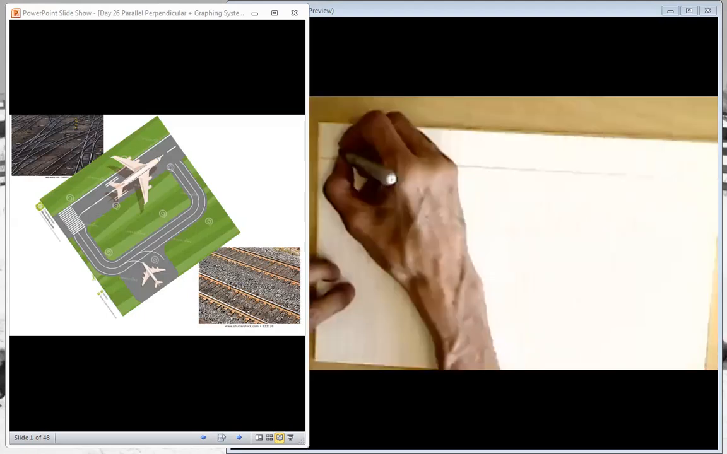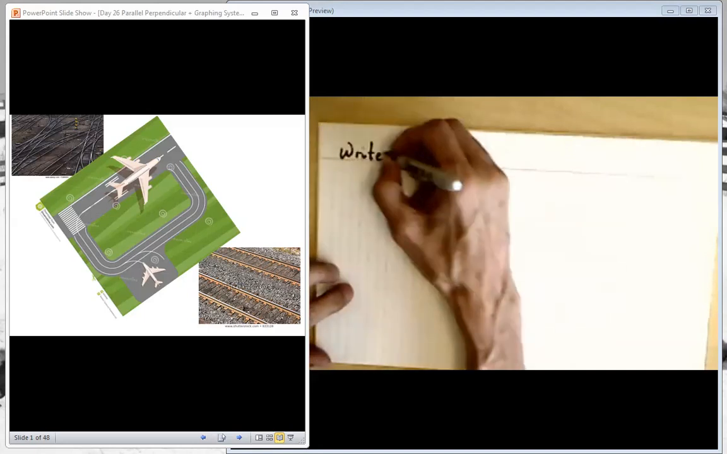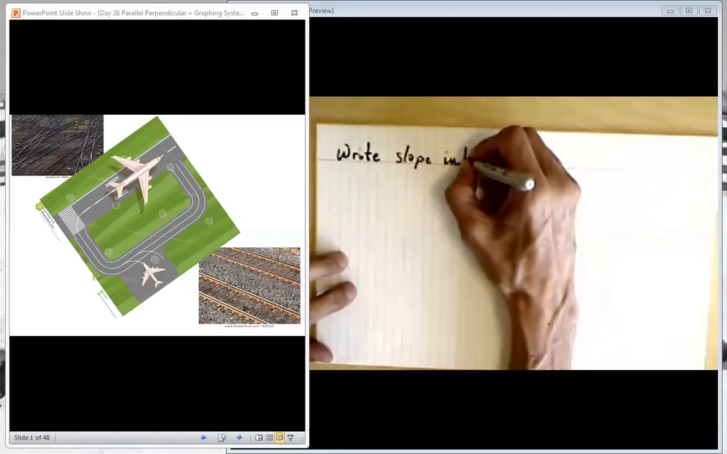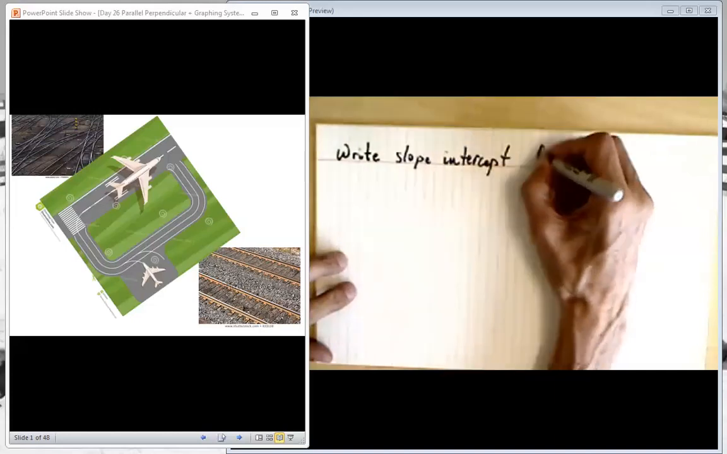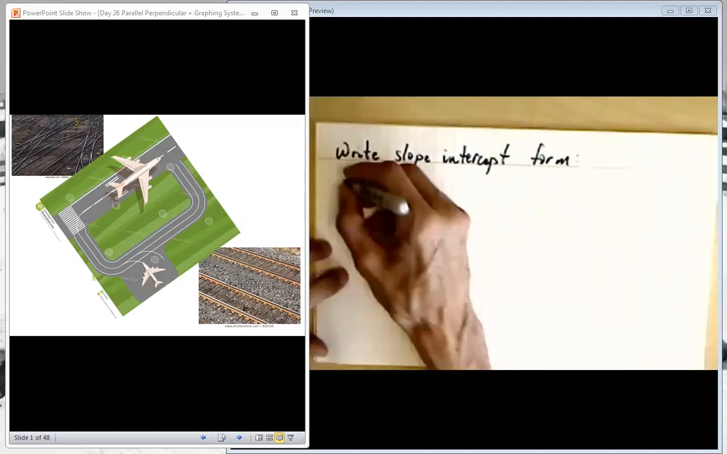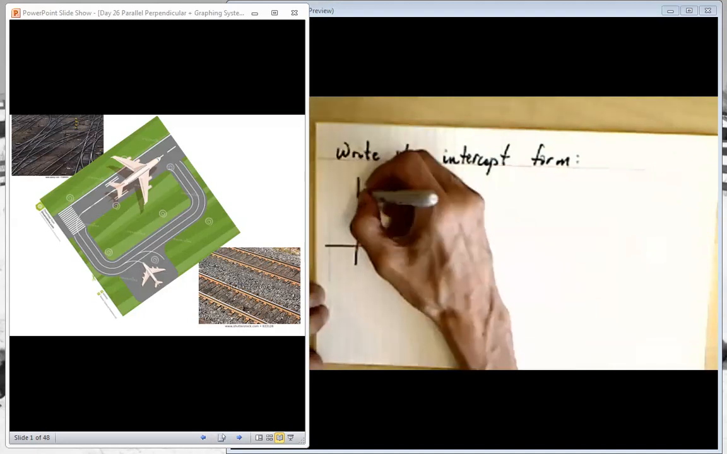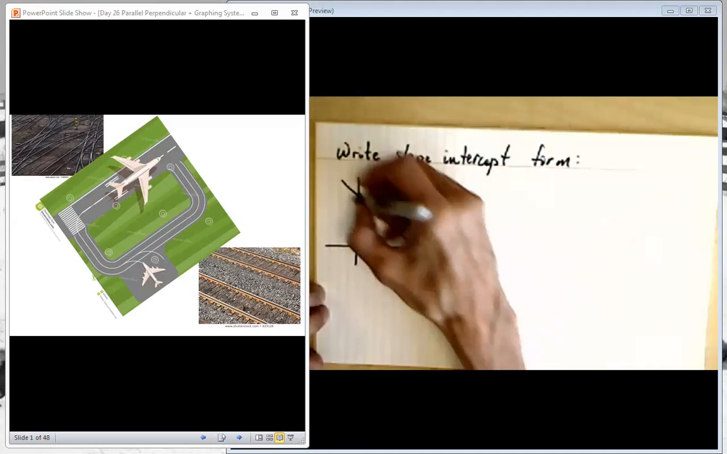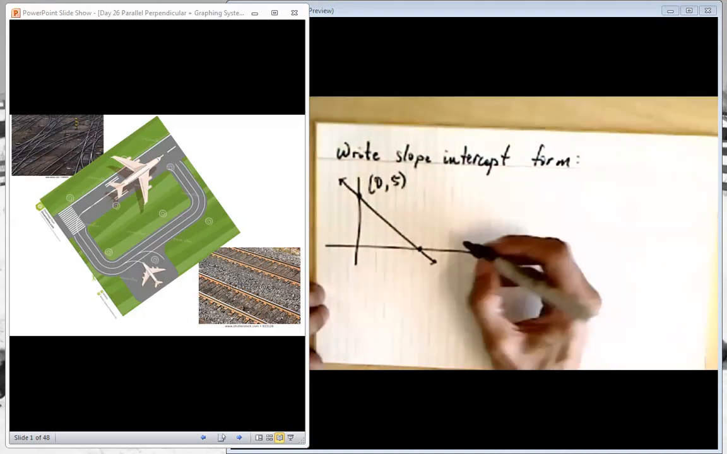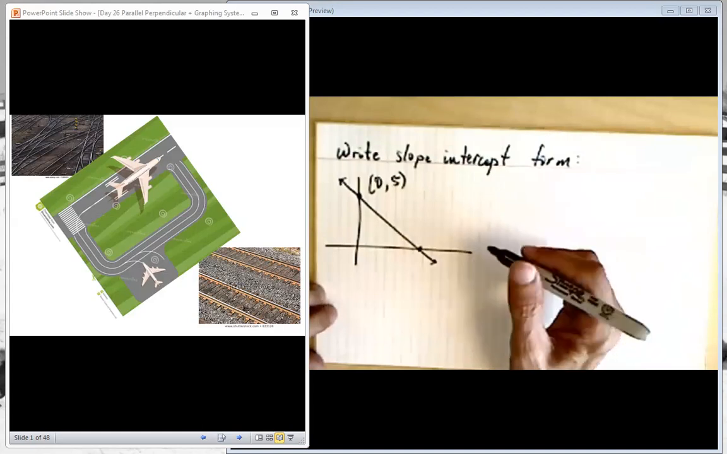So, first one. Write the slope intercept form for this situation here. Okay, so that's 0 and 5. And this, totally not to scale, we'll just say is 12 and 0.